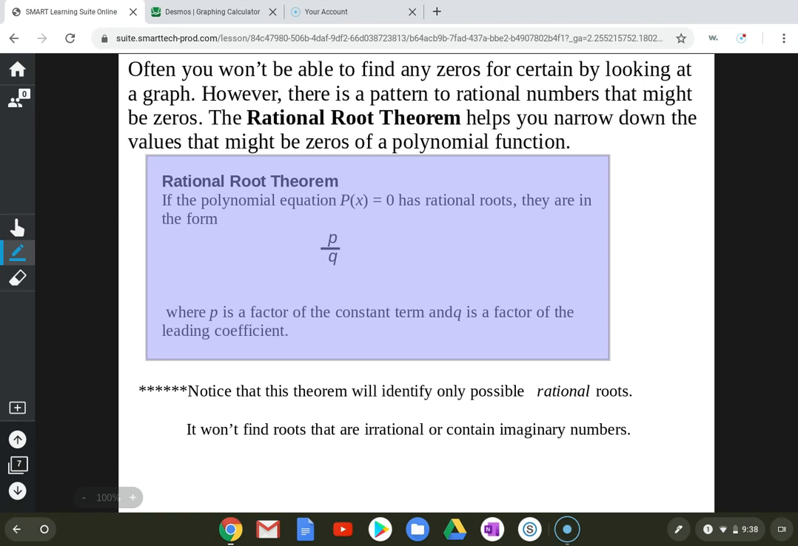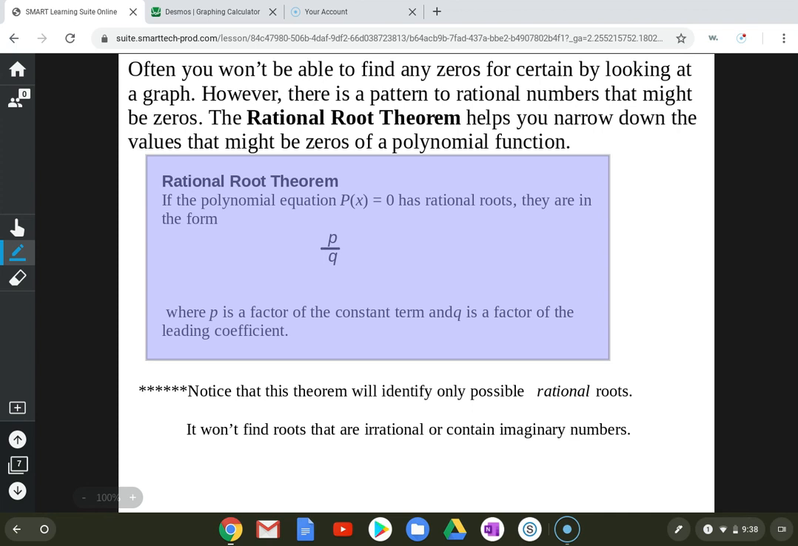Okay, we're going to learn a new theorem called the rational root theorem. Kind of a funky theorem here, and we're going to talk about P's and Q's. So in this case, what it says, say you've got a big polynomial and you can't graph it. Or suppose you can graph it, but all the zeros fall in between integers.